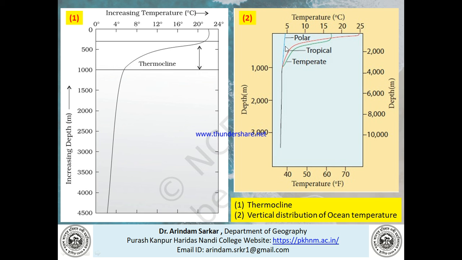In the polar region, the condition is like that. In the tropical region, surface temperature is higher, about 24 to 25 degrees, and in the temperate region, the surface temperature of the ocean is about 15, 16, 17 degrees, and it decreases at the same rate in the depth of the water after 1000 meters depth.